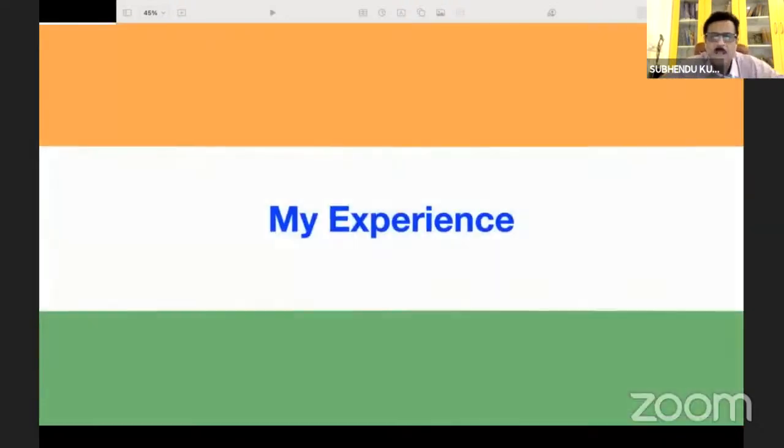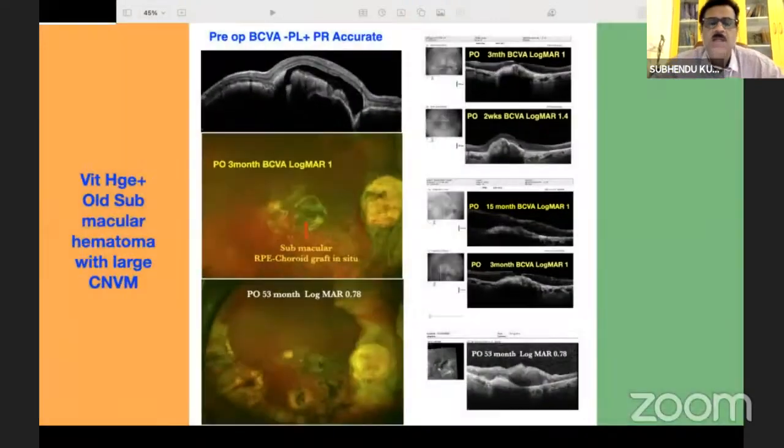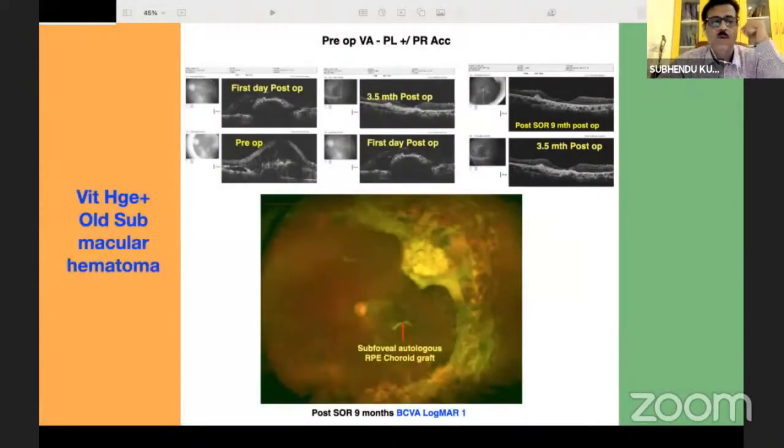So coming to my experience, this was a large submacular hematoma with vitreous hemorrhage, and posteriorly the patient was doing okay after silicone removal. At 53 months follow-up, the patient gained 6/36 vision. This is another case, vitreous hemorrhage with whole subretinal blood. Finally, the patient gained 6/60 vision, logMAR 1, after 9 months of silicone removal.